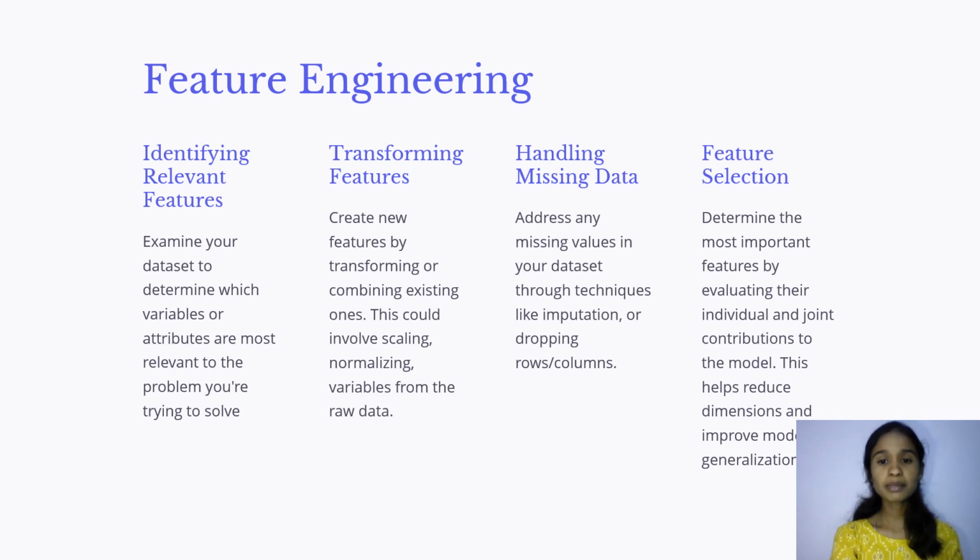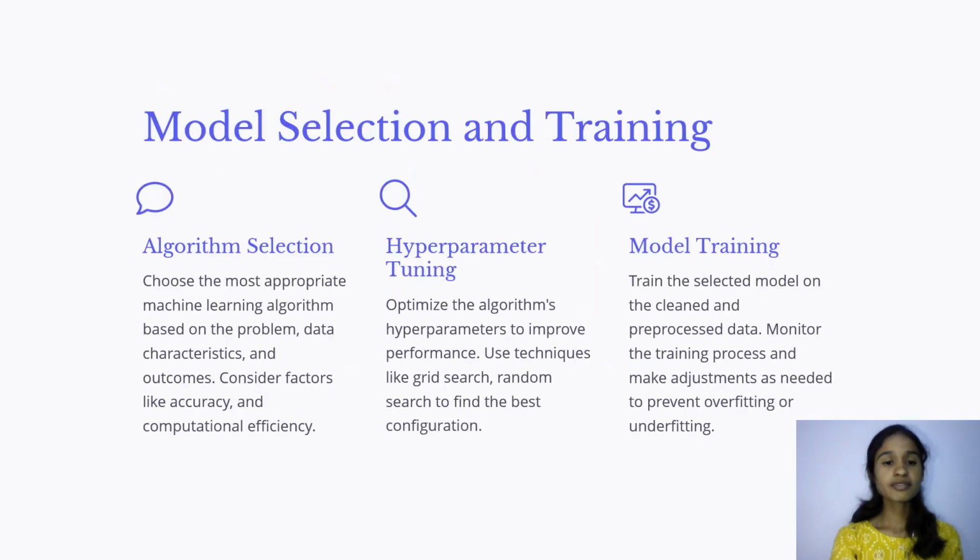Next, handling missing data. Address any missing values in your dataset through techniques like imputation or dropping rows or columns. Next, feature selection. Determine the most important features by evaluating the individual and joint contributions to the model. This helps reduce dimensions and improve model generalization. Next, we will see model selection and training.